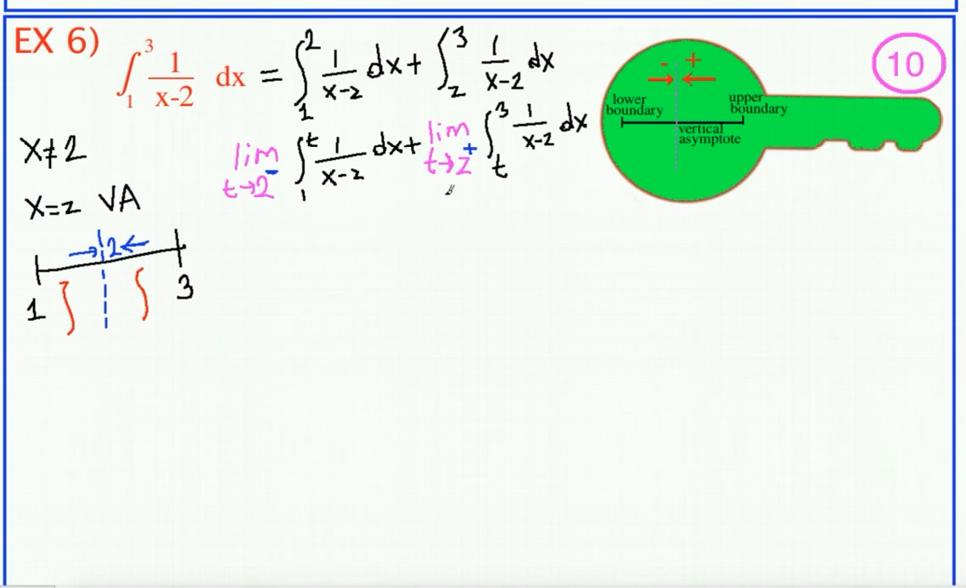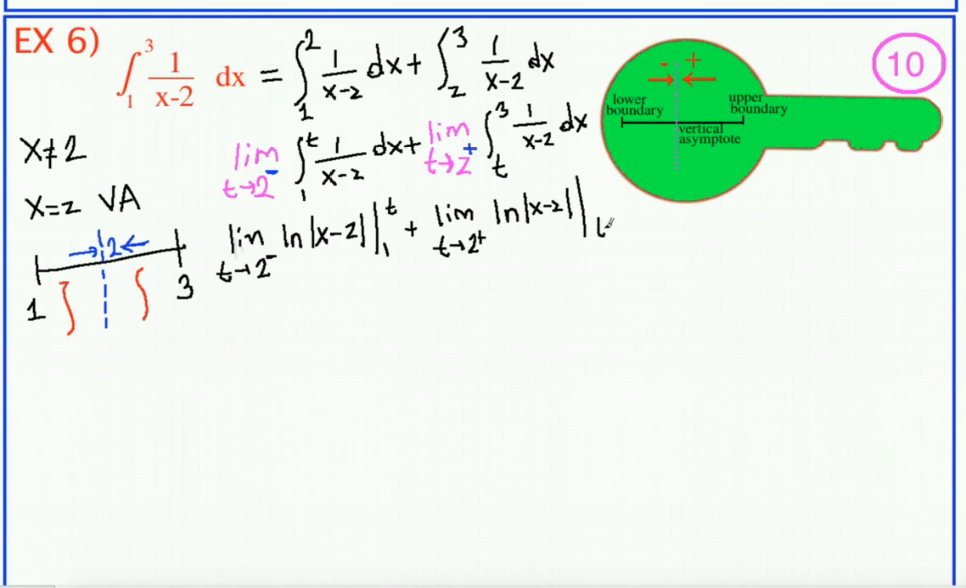Now we're going to calculate these integrals separately. Okay, so the first integral, limit as t is approaching 2 from the left. So what is the antiderivative of 1 over x minus 2? It's going to be ln of absolute value x minus 2. Again, if you can't tell directly, you can use u substitution here. Evaluated at 1 to t, plus limit as t is approaching 2 from the right side. And again, the antiderivative of this function is ln of x minus 2 evaluated from t to 3.